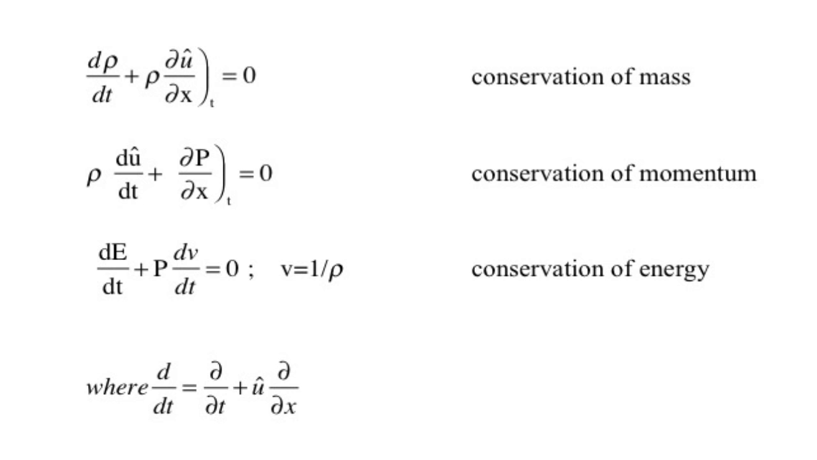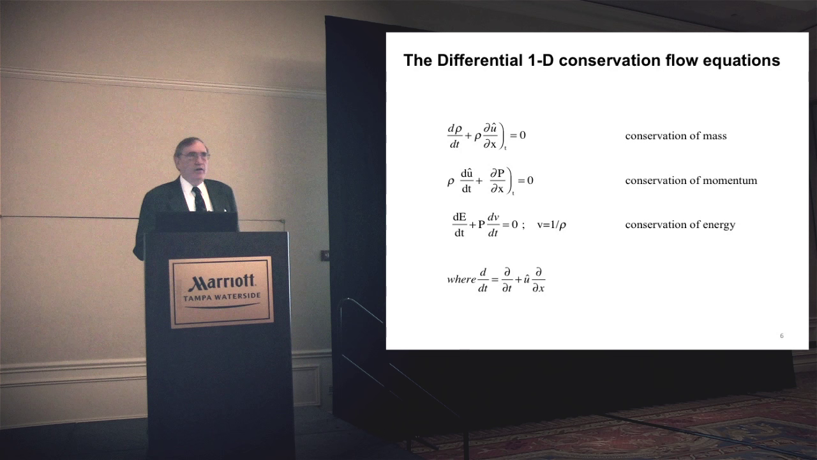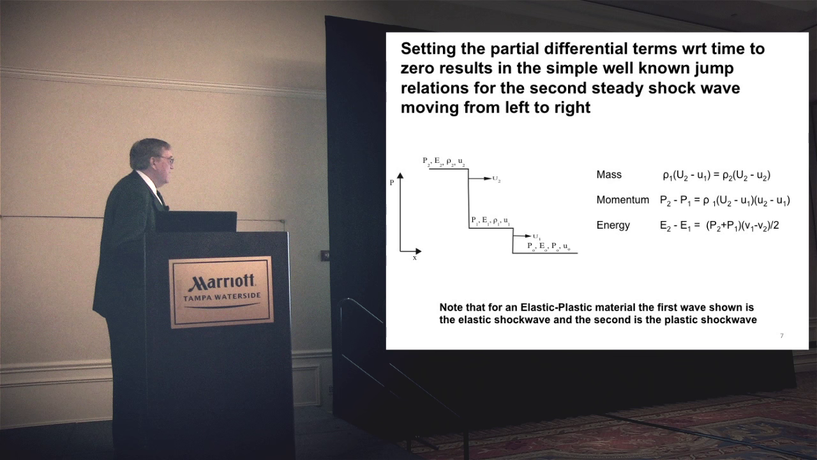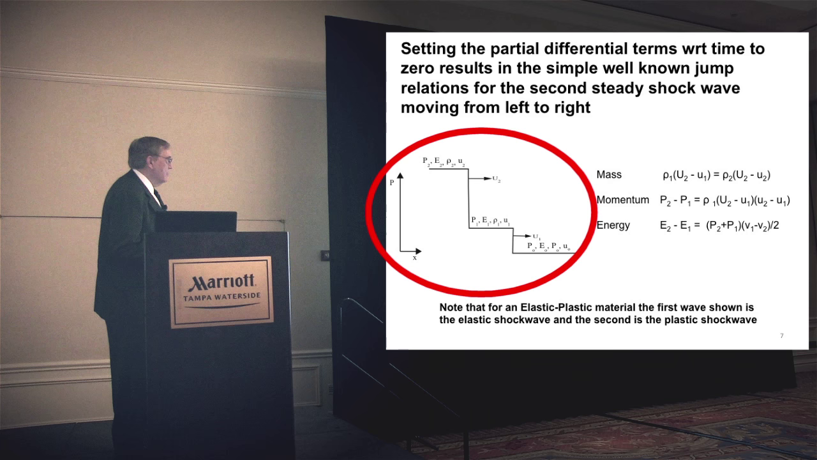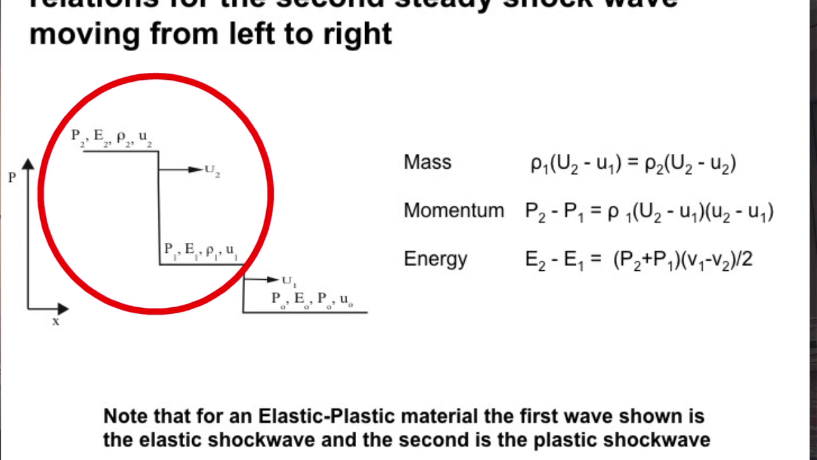And of course, U is the flow velocity, rho is the density, P is the pressure or stress, and E is the internal energy of the system that, once you shock it, will gain internal energy. Those are the fundamental equations, but if you have a steady shock wave, all the terms with respect to time go to zero, and you get the jump equations, which are the ones that most of us use, especially as experimentalists. This is a two-wave one, but if the first wave is zero, you get the normal ones. This is the more general one for the second wave: from P1, E1, rho 1, U1, a step jump goes to P2, E2, rho 2, U2, and this is how those equations come out.